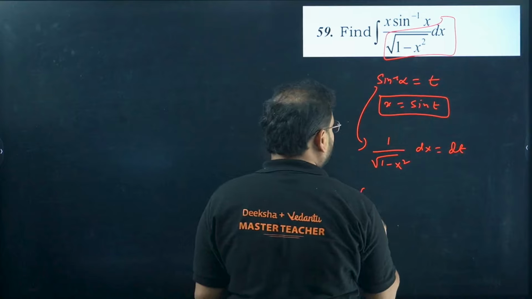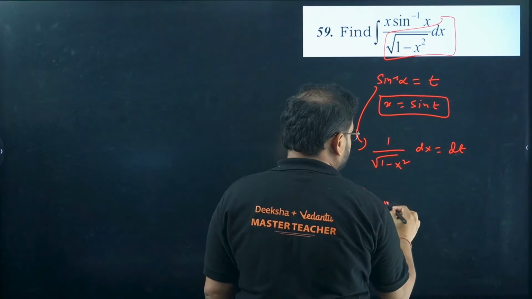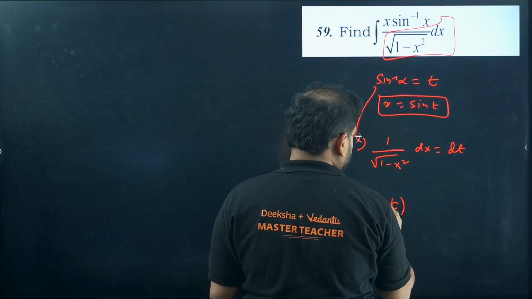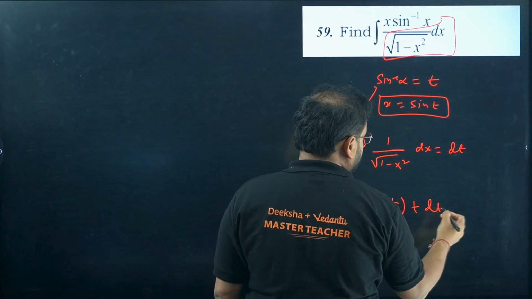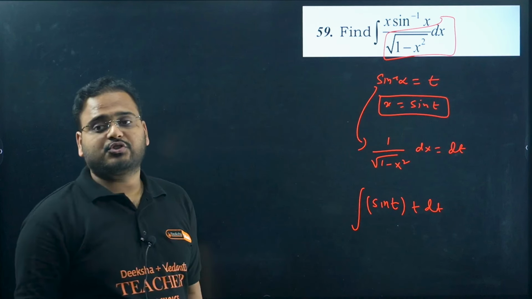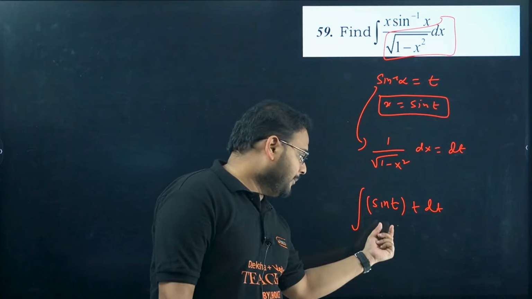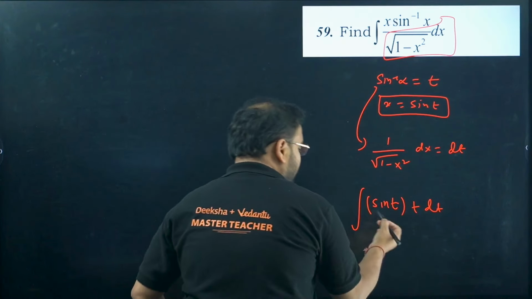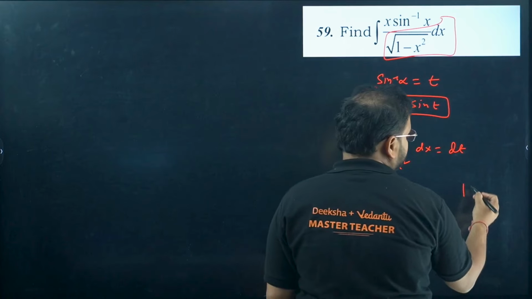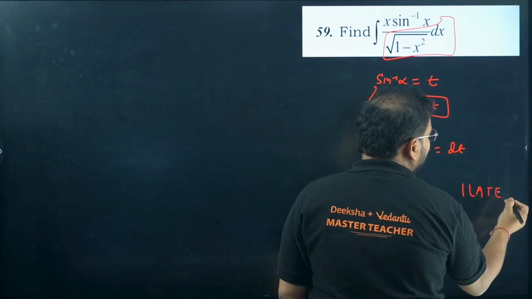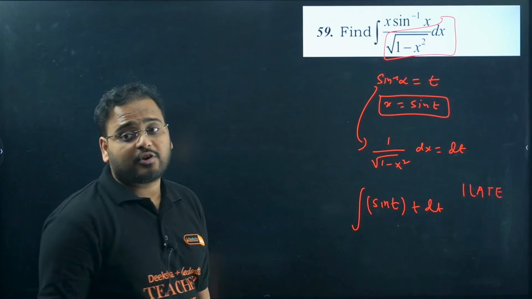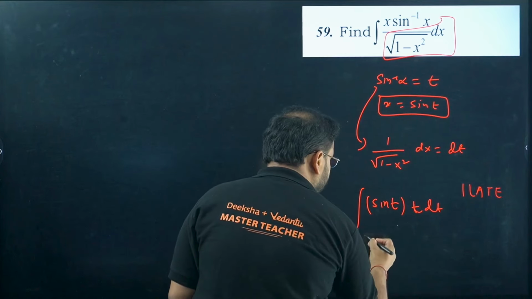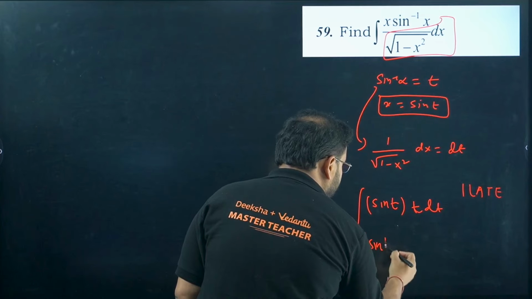So we get integration of x is what? Sine t. Sine inverse is what? Just t. And this is dt. Now what is this question? This is a question of combination of by parts as well as your substitution method. So we have again the same form, ILATE. So algebra has a preference over the trigonometry. So this is nothing but your t. I'll keep the t as it is. Integrate sine t with dt.